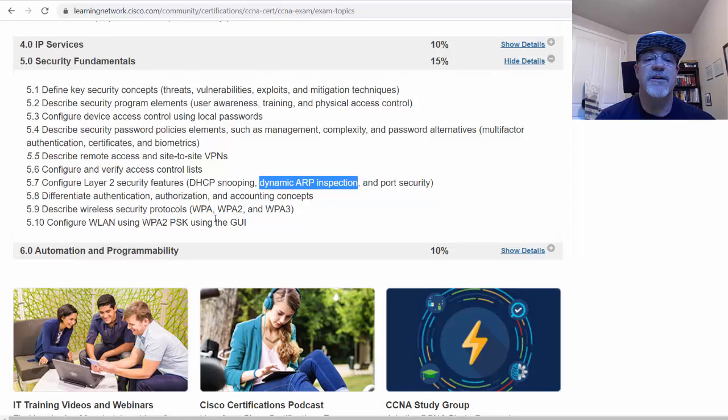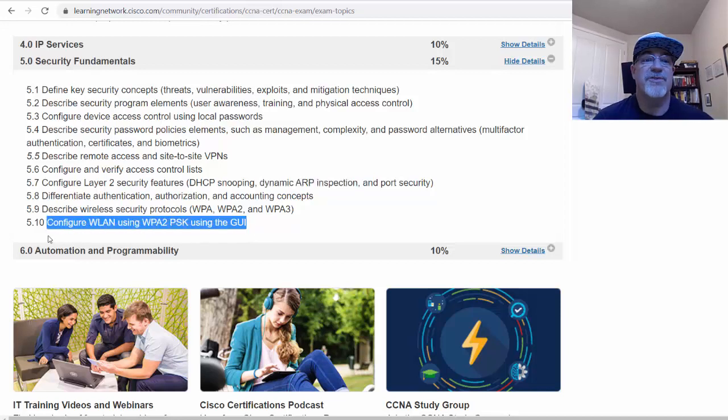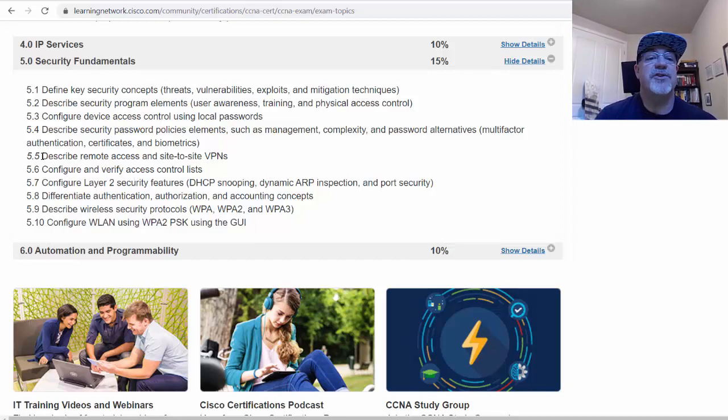Wireless security protocols, WPA, WPA2, WPA3, and configure wireless LAN using WPA2 pre-shared key using the GUI. So you still need to know how to use the GUI to configure a wireless router. All right, what else? You need to describe remote access and site-to-site VPNs, but it doesn't say that you have to know how to configure GRE VPN tunnels like in the previous CCNA.